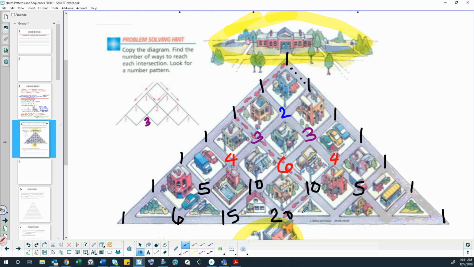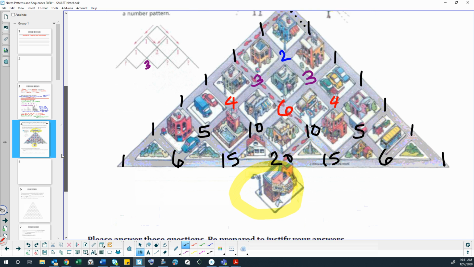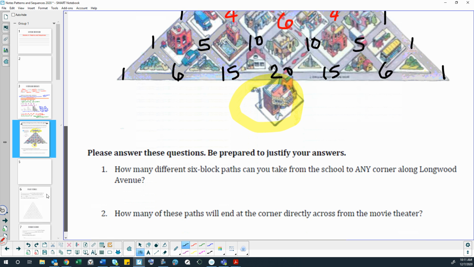How long can you continue this pattern? 10 plus 5 is 15. You can continue this pattern forever. I'm not going to make you do it forever. On your assignment, you're just going to 16 rows. Just 16 rows. Okay, so let's answer the questions at the bottom of your paper.